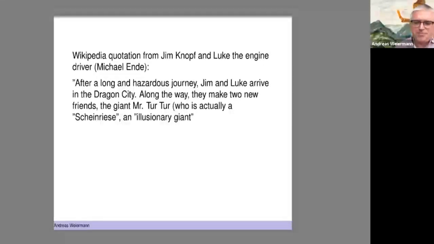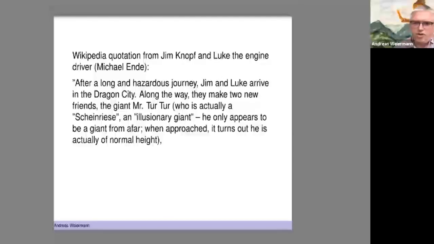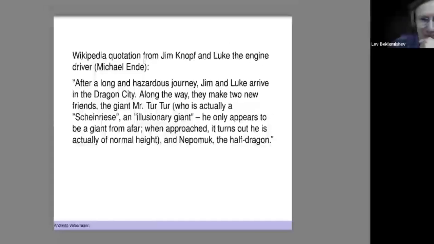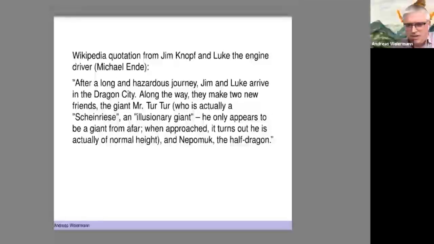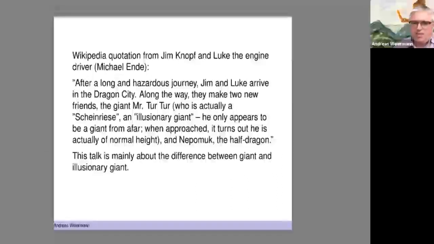Now, what's this? He only appears to be giant from afar. When approached, it turns out he is actually of normal height. And there is another person, which is not that important here. In the talk, I will mainly speak about the difference between giant and illusionary giant.